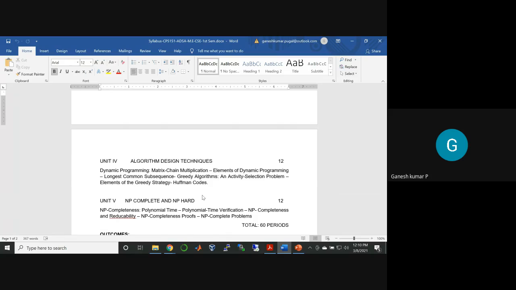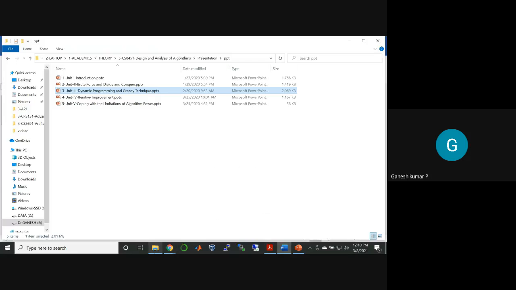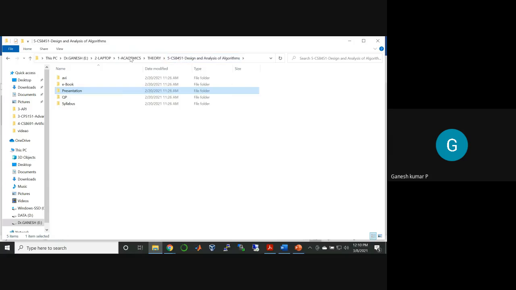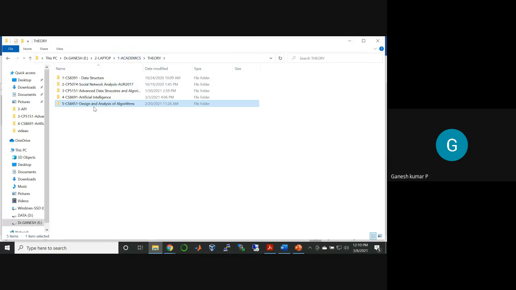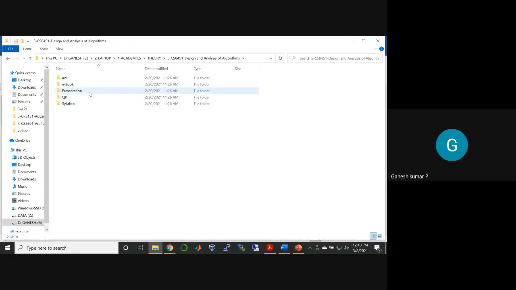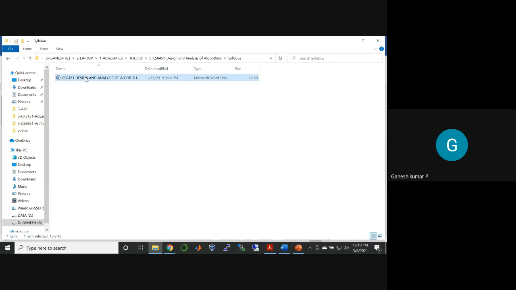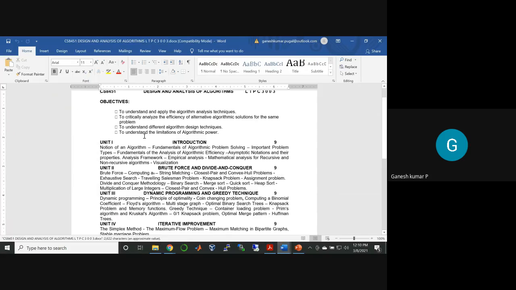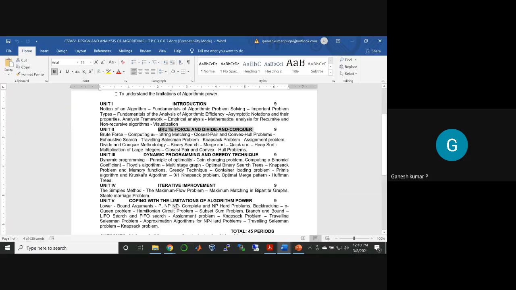If you go to the UG syllabus under University Regulation 2017, you can find many things: brute force, divide and conquer, dynamic programming and greedy technique, iterative improvement, and then algorithmic complexity. In that, the third unit is given the title, for our PG syllabus, dynamic programming and greedy technique.